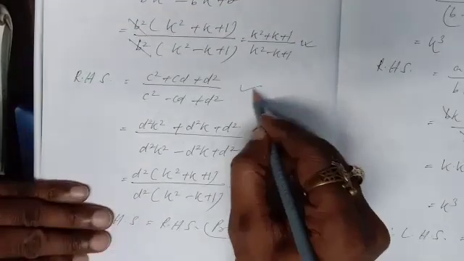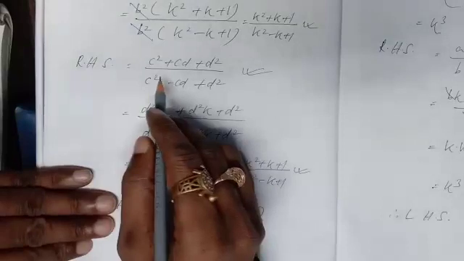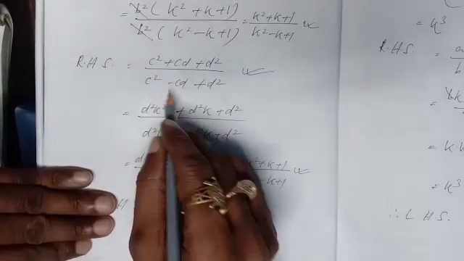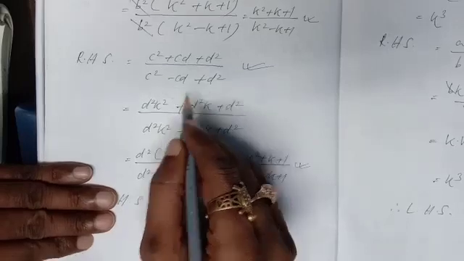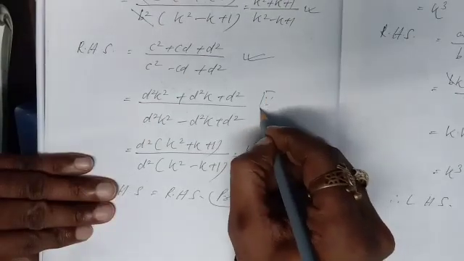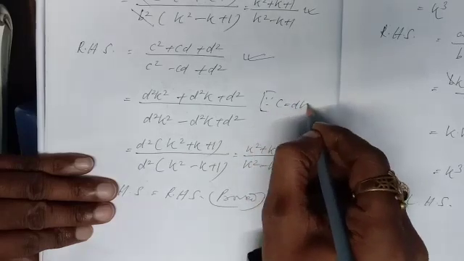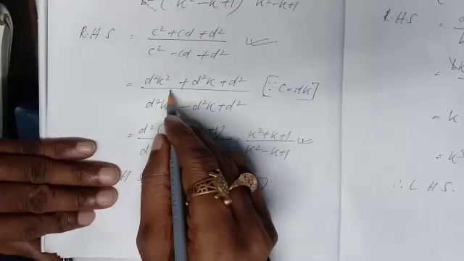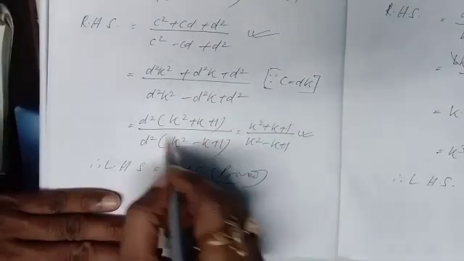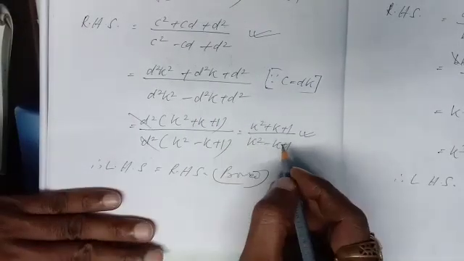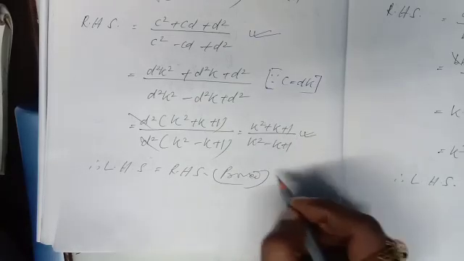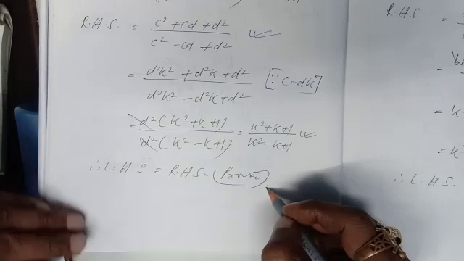Next come to right hand side. Right hand side, question given: c square plus cd plus d square by c square minus cd plus d square. Putting c is equal to dk. Taking d square common, denominator also taking d square common, d square cancels. What is that? k square plus k plus 1 by k square minus k plus 1. In this way the third part also completed.